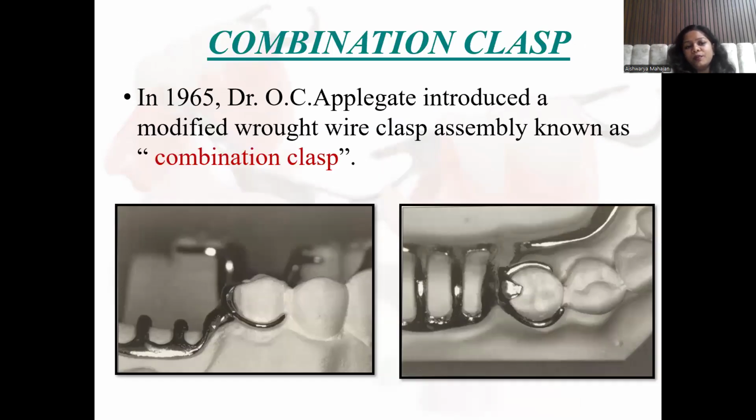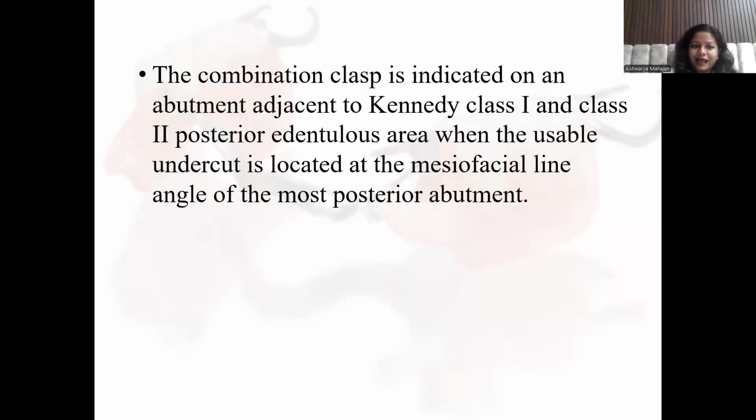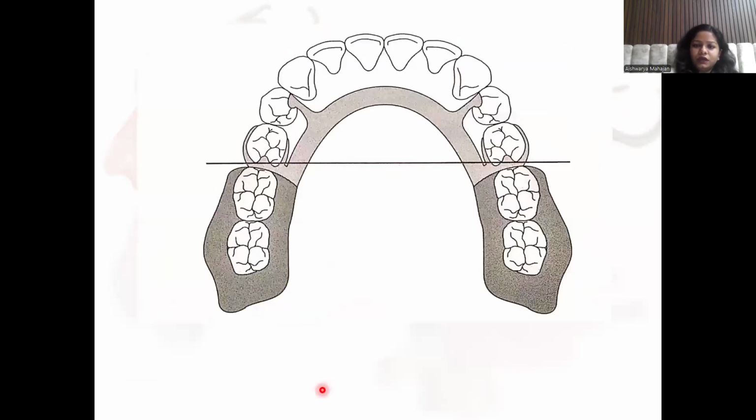Now the next is the combination clasp. This was given in 1865 by Applegate, and this is a modification of the wrought wire clasp assembly, known as the combination clasp. The combination clasp is indicated on an abutment adjacent to a Kennedy class 1 and class 2 posterior edentulous area when the usable undercut is located on the mesiofacial line angle of the most posterior abutment.